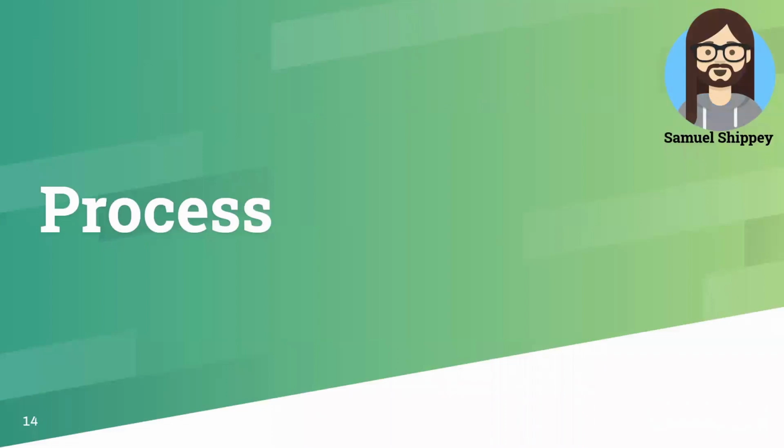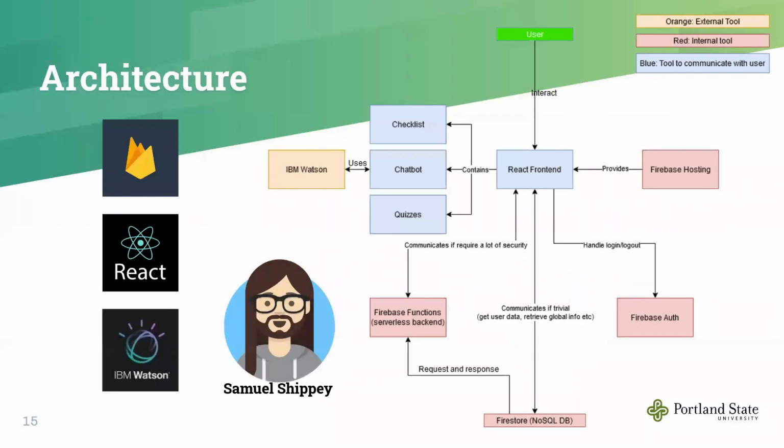So next, we'd like to talk a little bit about the process that we used to develop CoronaHub, as well as the software's architecture. So if we look at the architecture, it was built using Firebase as a backend, React for the front end, and IBM Watson for the chatbot interactions.